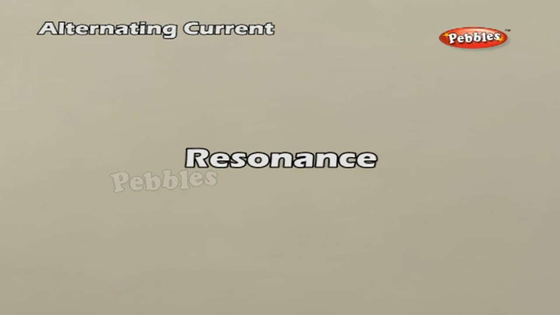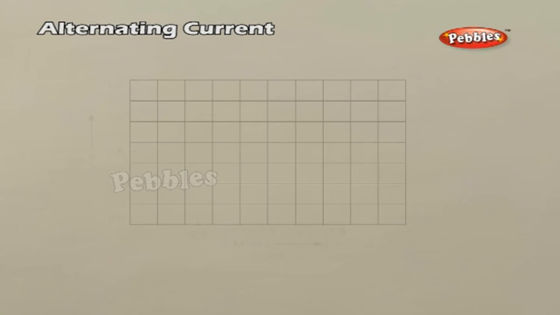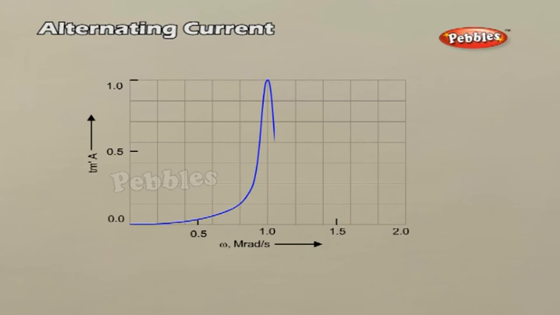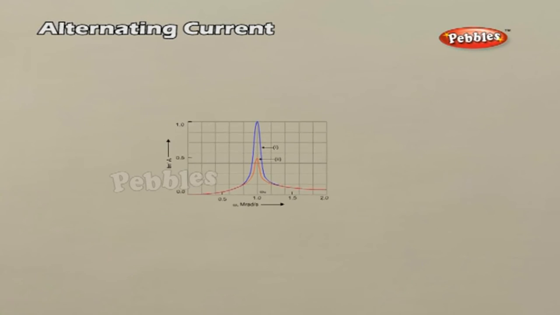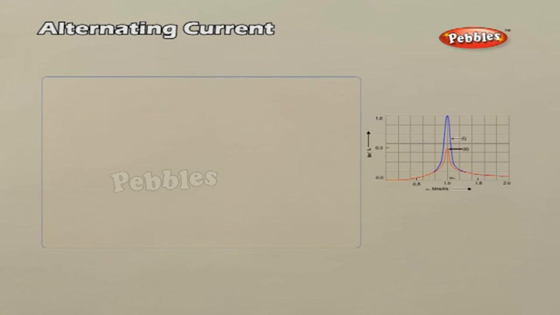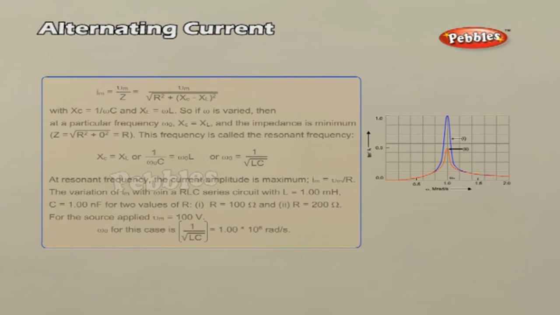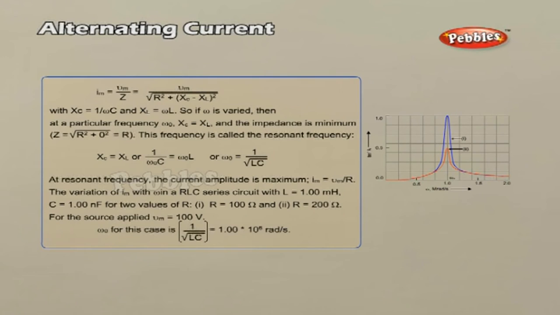Resonance. An interesting characteristic of the series RLC circuit is the phenomenon of resonance. The phenomenon of resonance is common among systems that have a tendency to oscillate at a particular frequency. This frequency is called the system's natural frequency. If such a system is driven by an energy source at a frequency that is near the natural frequency, the amplitude of oscillation is found to be large. For an RLC circuit driven with voltage of amplitude Vm and frequency omega, we found that the current amplitude is given by the derivation as shown above.